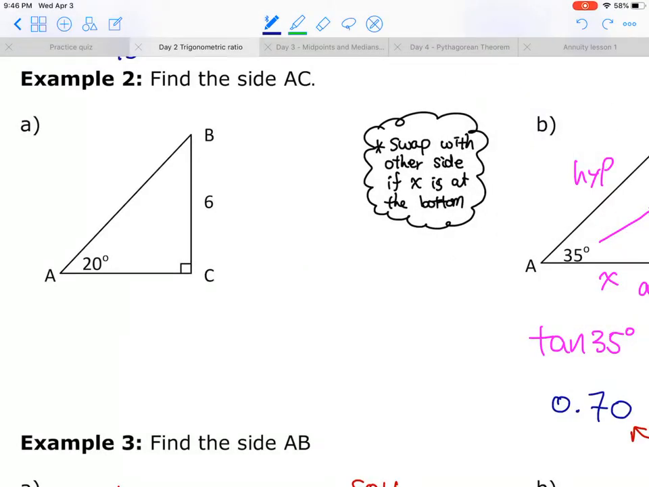Hey guys, so we're going to continue on the trigonometric ratio lesson. As you know, I'm going to be away. So let's take a look at this.